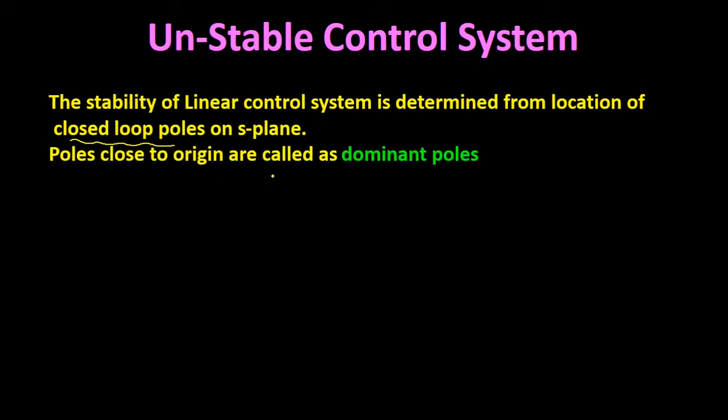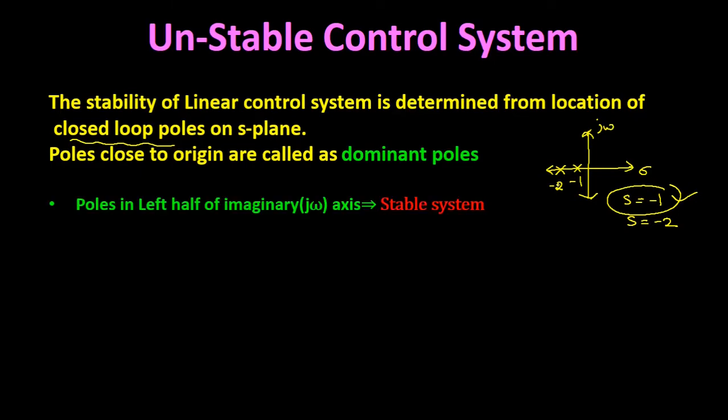The poles close to origin are called as dominant poles. Like for example, here one pole is at S is equal to -1 and another pole is at S is equal to -2. So according to the definition, this S is equal to -1 pole is near to the origin. Therefore, this is called as dominant pole. If the poles of the transfer function lie in the left half of the S-plane, then that type of system is called as stable system. So here we can see that both the poles, that is S is equal to -1 and S is equal to -2, lie in the left half of the S-plane. Therefore, this type of system is called as stable system.